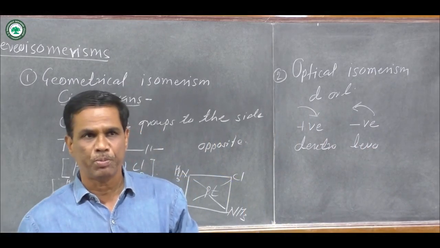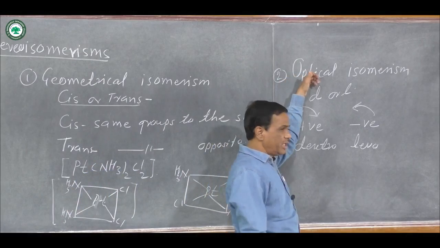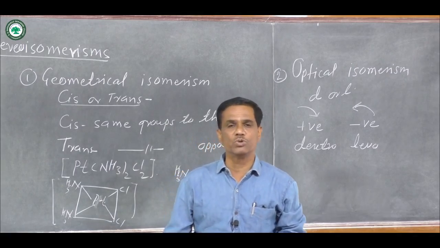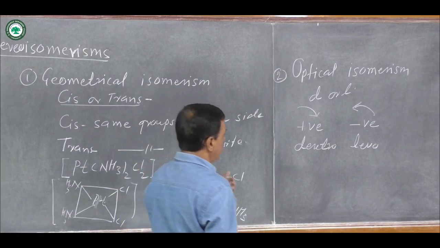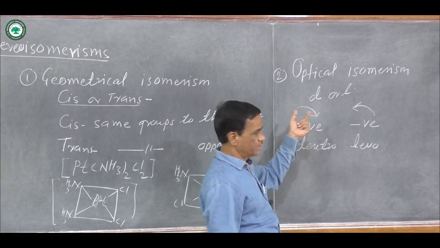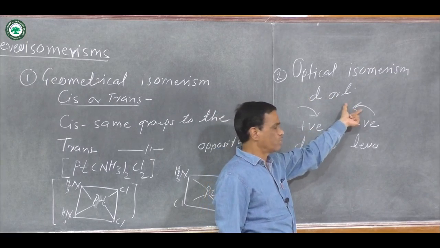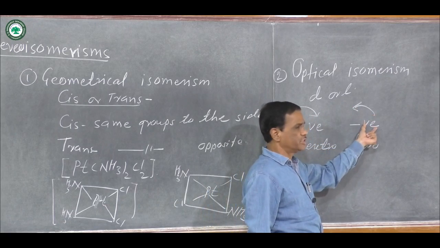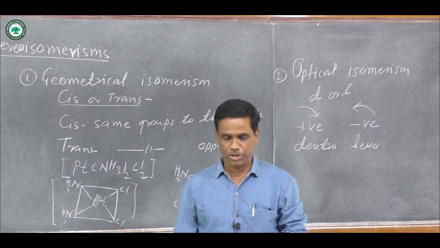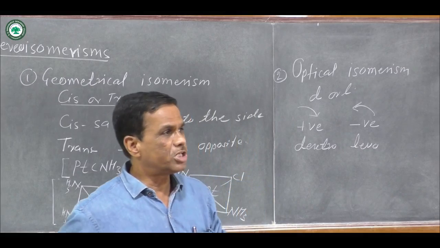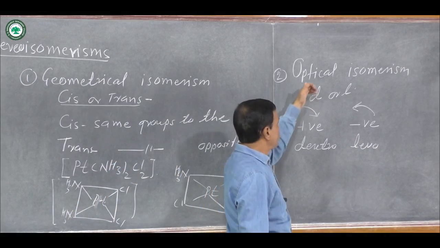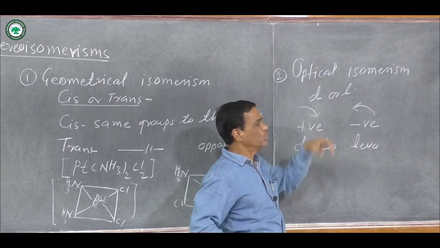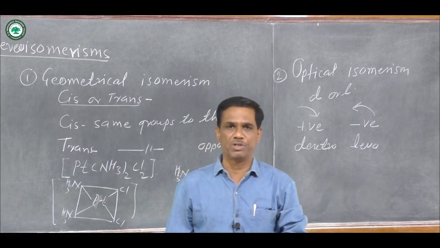When there is a rotation of plane polarized light, that compound is known as an optically active compound, and when two such forms are there, they are called optical isomers, and that phenomenon is known as optical isomerism. Listen again. In optical isomerism, when plane polarized light is passed and it is rotated clockwise or anti-clockwise, clockwise rotation is known as positive rotation, called dextro rotation, and anti-clockwise rotation is called negative rotation, also known as levo rotation. In coordination compounds, such rotations occur when plane polarized light is passed through the compound, and they are known as optically active compounds. Those isomers are known as optical isomers, and the phenomenon is known as optical isomerism.